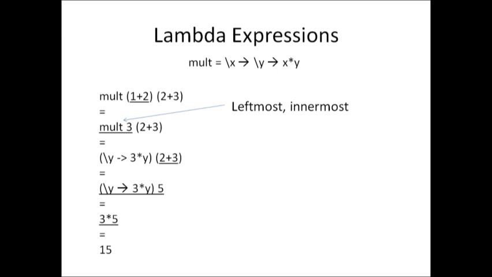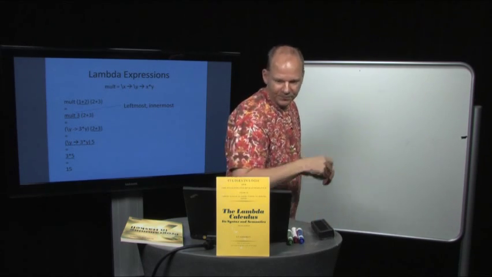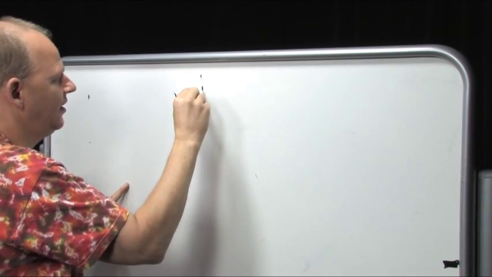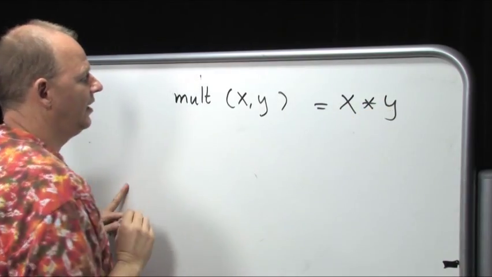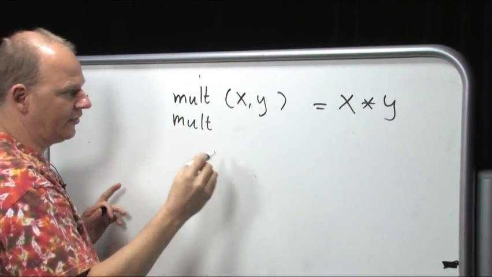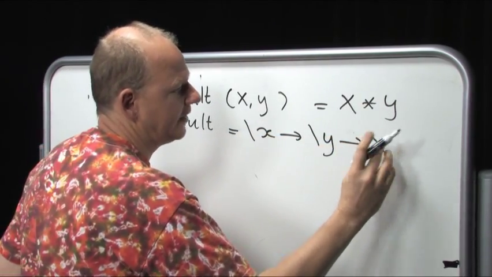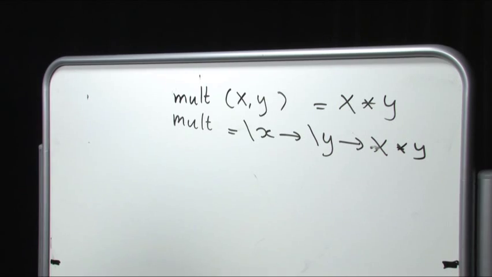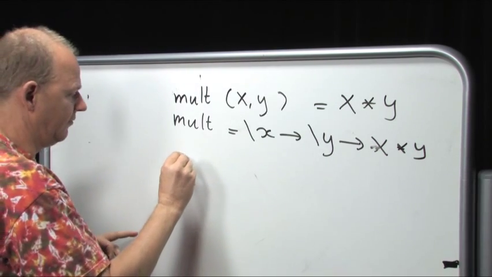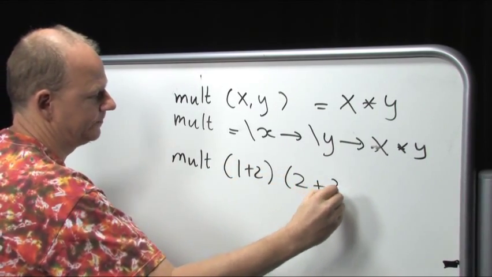Now let's look at the same mult example that we had, but instead of writing that with a pair, let's write it as a lambda expression. So write it down here, mult. Instead of writing mult of the pair x, y equals x times y, I'm going to write it in curried form. So I'm writing mult equals lambda x, lambda y, x times y. And now I'm going to execute mult again with 1 plus 2 and 2 plus 3.